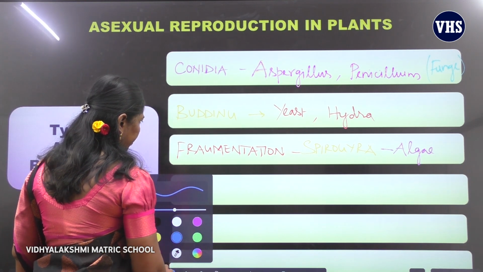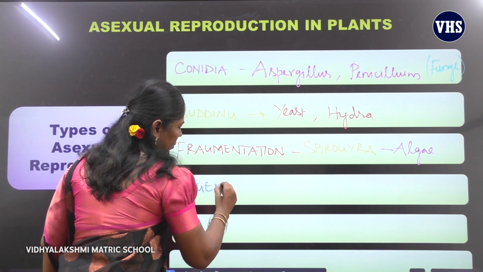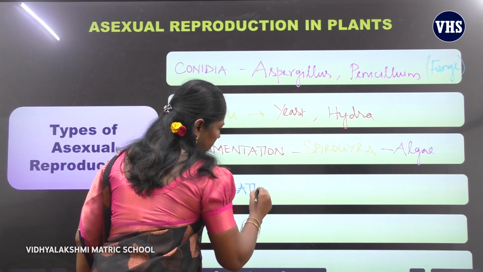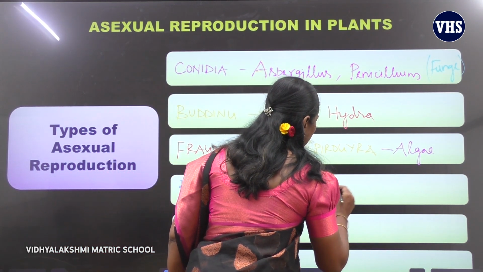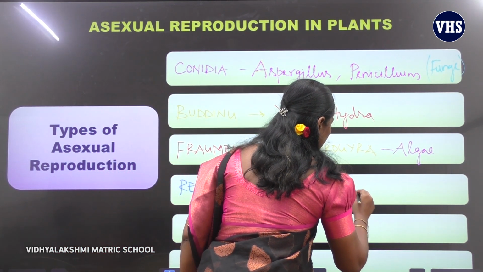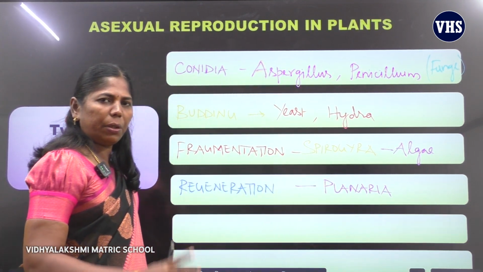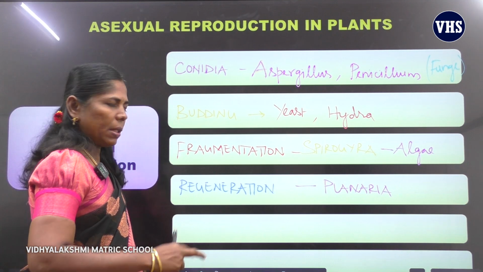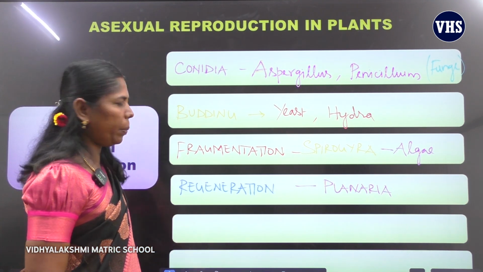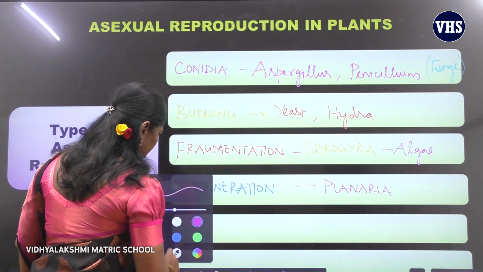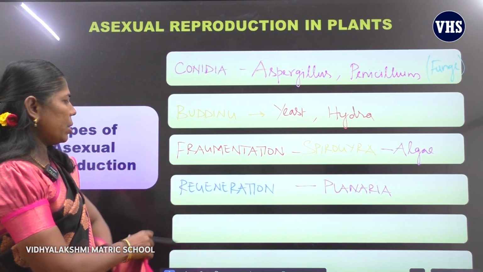And next to that, regeneration. In regeneration, the example is planaria. Planaria is an animal. If you cut the planaria into two equal parts, each can give rise to the remaining part. Okay, and both parts will reproduce separately, regenerating the remaining part. So: conidia formation, budding, fragmentation, regeneration.